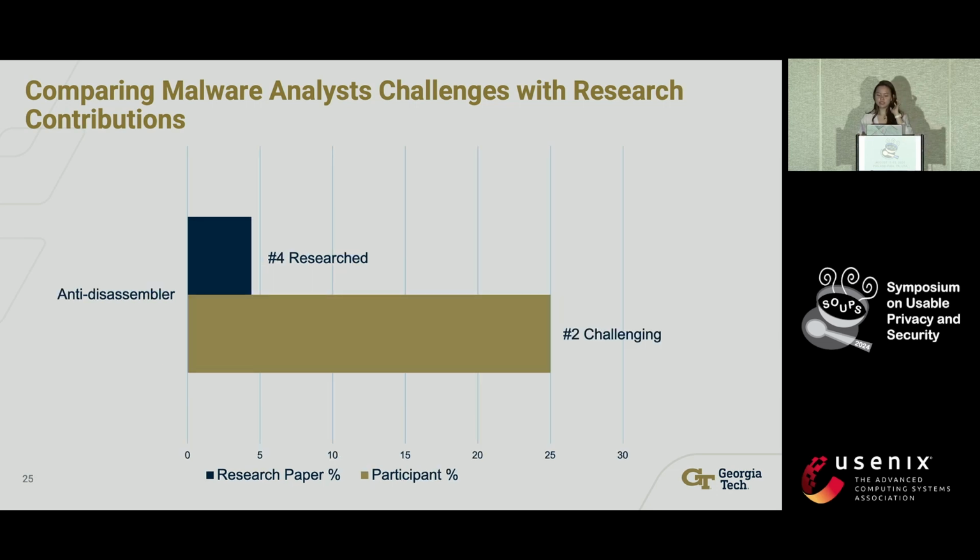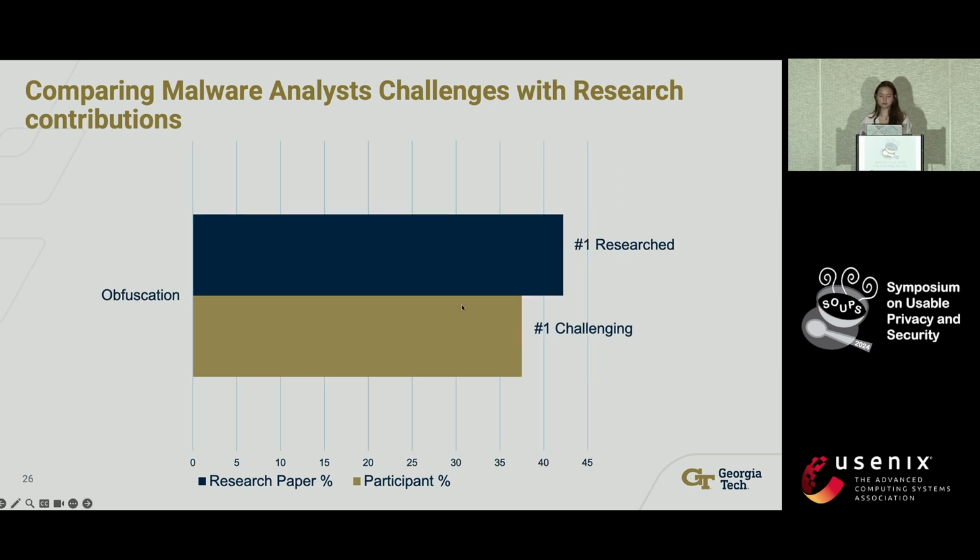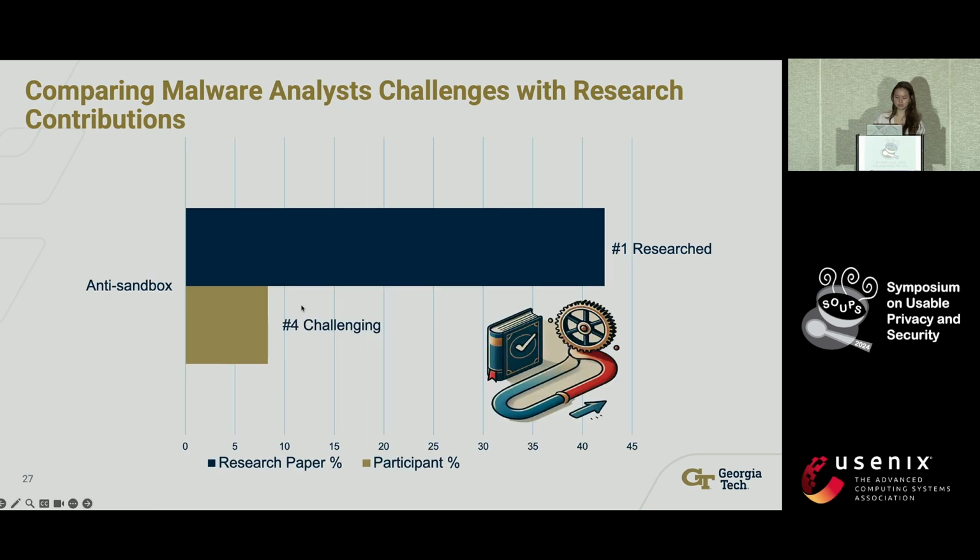The main evasion technique that deserves more attention from the research community right now is anti-disassembly. So as shown in the graph, although the participants identified anti-disassembly as the second most challenging evasion technique, it has historically received the least emphasis in research. Another evasion technique that our analysis indicated still requires additional research efforts is obfuscation. So it remains the most challenging evasion technique for analysts, despite the community's extensive research efforts.